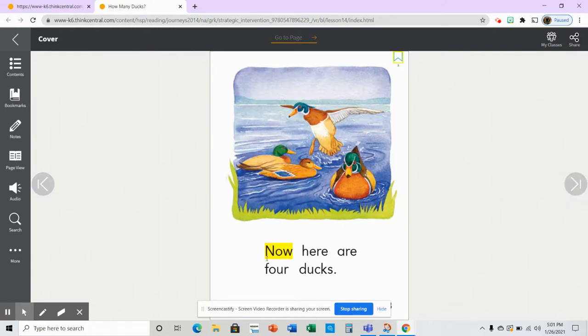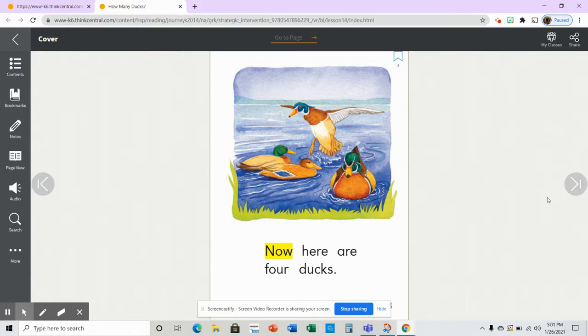Here are 5 ducks. Okay, so the words and the pictures match. Our second sight word, now. Here are 4 ducks. Again, I'm using my eagle eye to look at the picture for clues. So now I'm going to try to predict what might come next. I had 5 ducks, then I had 4 ducks. So let's see how many.